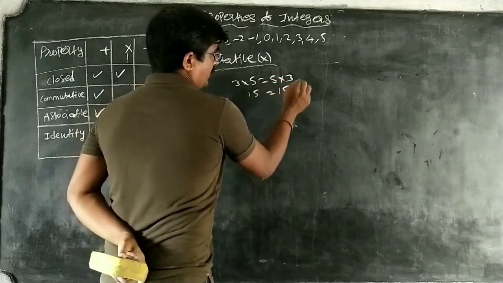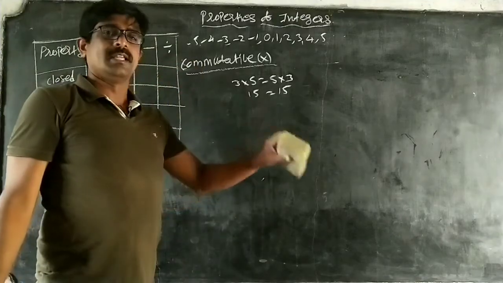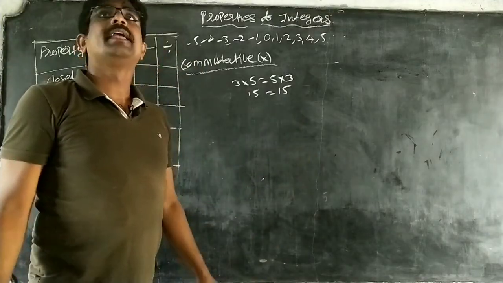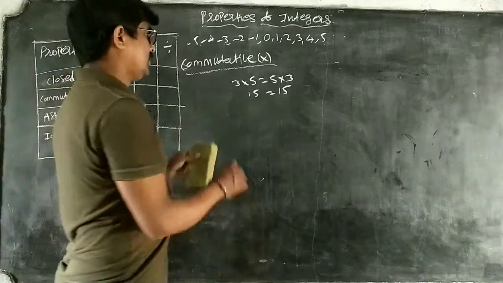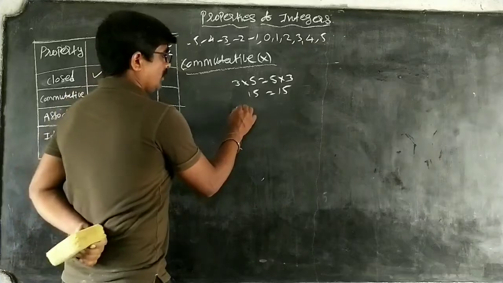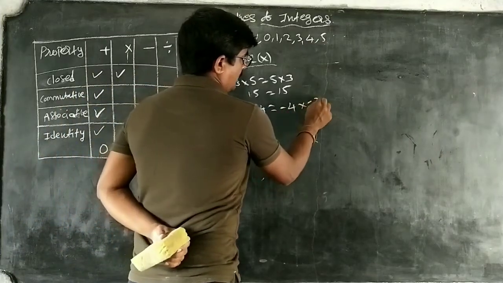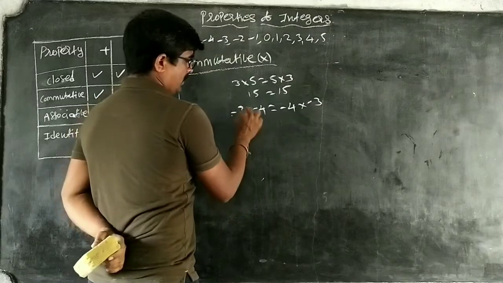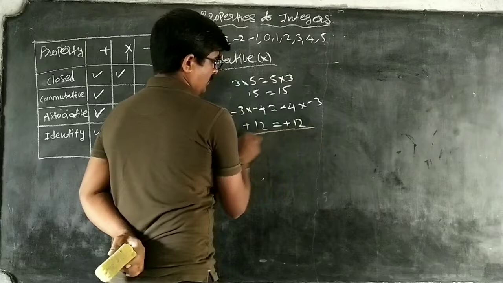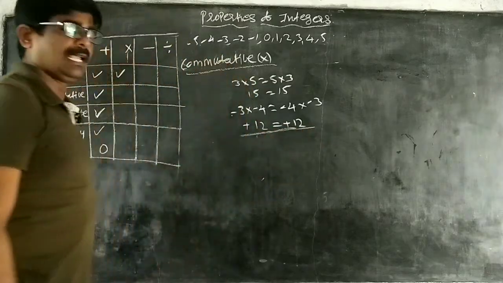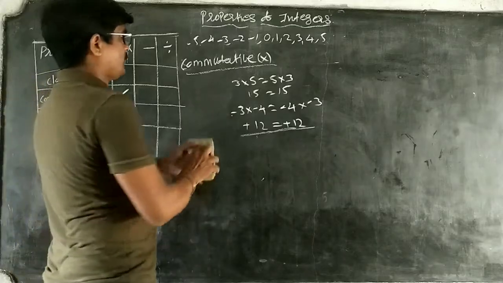15 is also 15. So irrespective of their order, the answer should be equal. So this is also commutative. Or take minus 3 into minus 4, which is equal to minus 4 into minus 3. Minus into minus is plus, 3 4s are 12, equal to minus into minus plus, 3 4s are 12. So automatically the commutative property is satisfied.